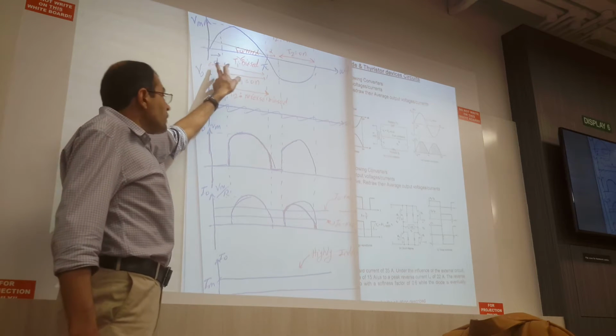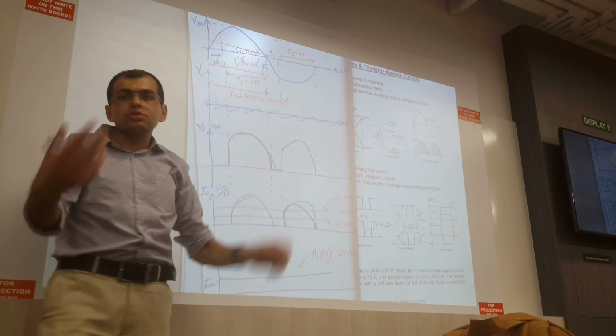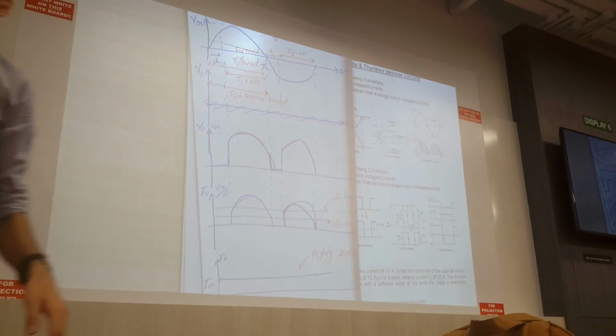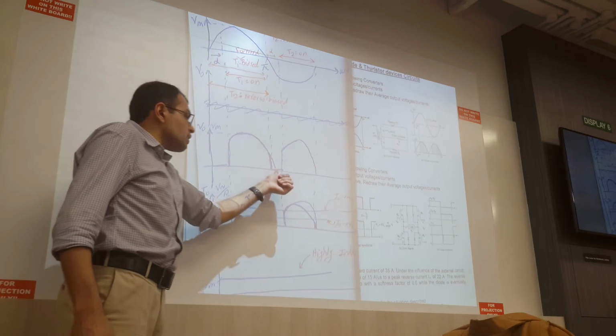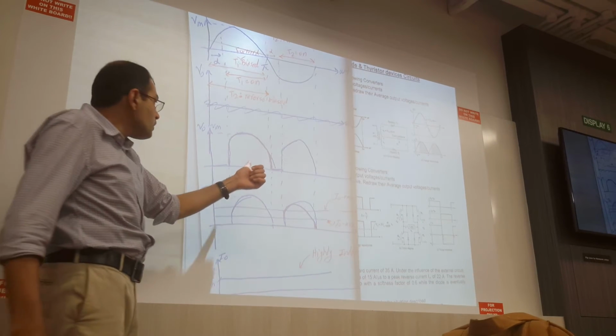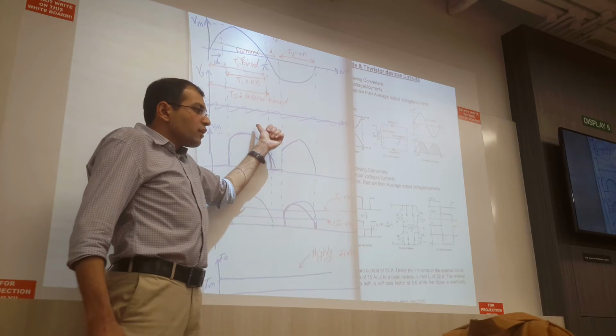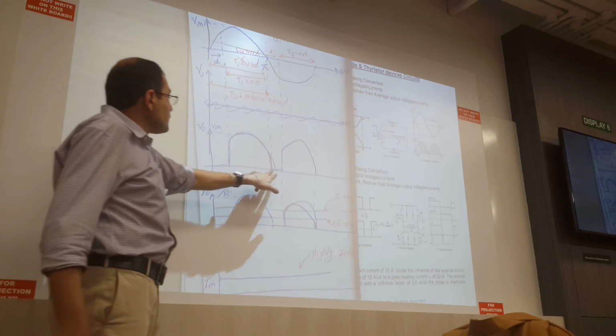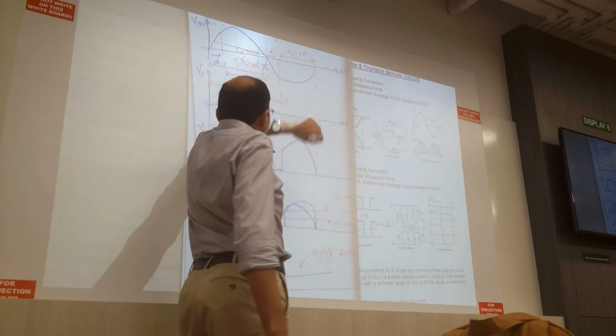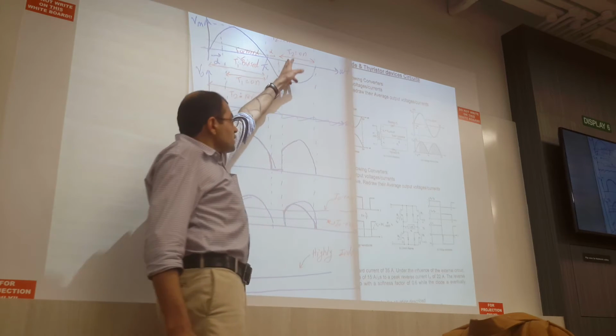So you can see, depending on which alpha I choose, I can change the output voltage. It can start from here to here. But whenever the thyristor becomes on, the output voltage suddenly becomes whatever the voltage Vs is. The same thing happens at this point.